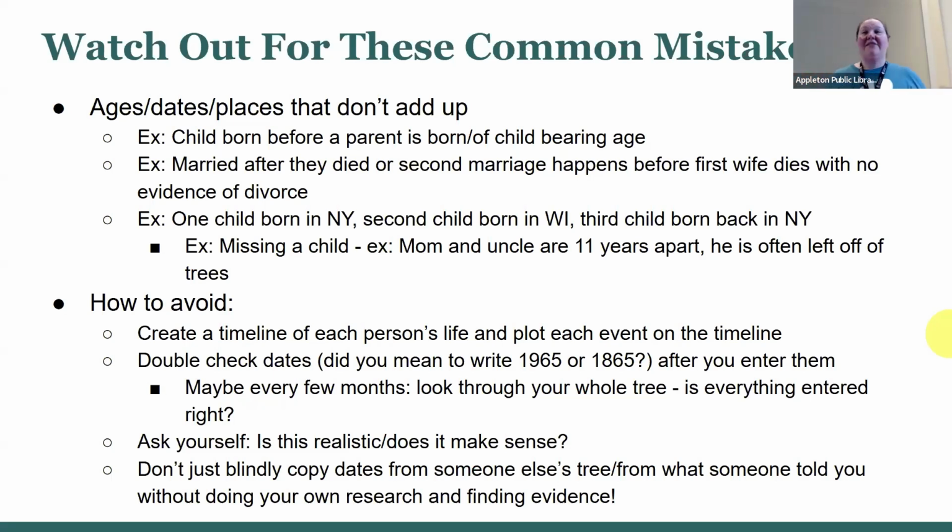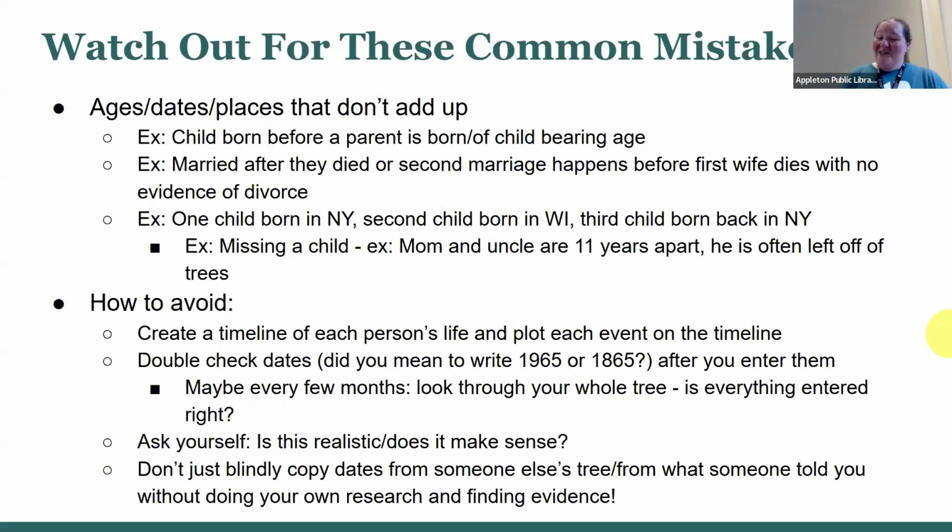So those are common mistakes that you might want to watch out for before you start adding stuff to your tree. So what I recommend doing is create a timeline for each person. We'll dive a little bit deeper into creating a timeline and how to do that in our future sessions. But what you do is you kind of plot each event in a person's life. Like this is their birth and when that was. And then I found them in the 1910 census, and I find them in their obituary, and I find them in this. And I start making a little timeline of their whole life.